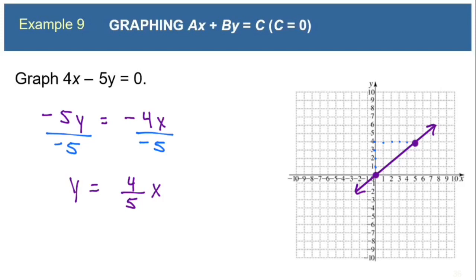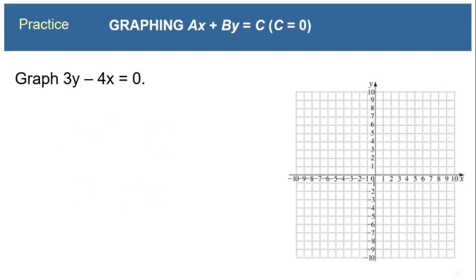Let's do one more like that. And this will be our last example together for this section. So we're going to graph 3y minus 4x equals 0. So this line is not exactly in standard form because we don't have the x term positive, but that's okay. We still handle it the same way. We can see that because the constant is 0, the y-intercept is going to be 0 and the x-intercept is going to be 0.